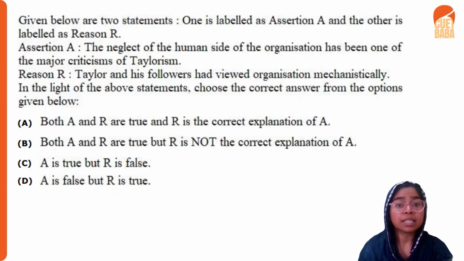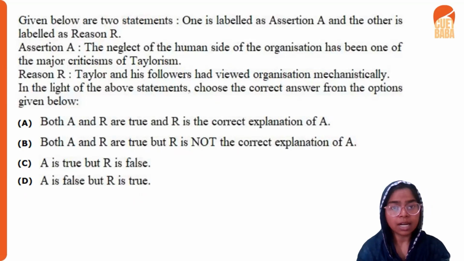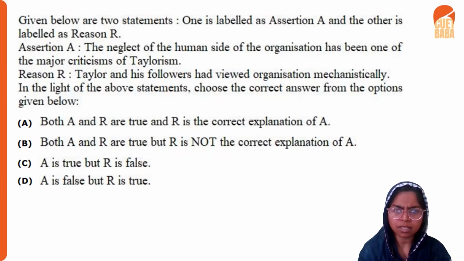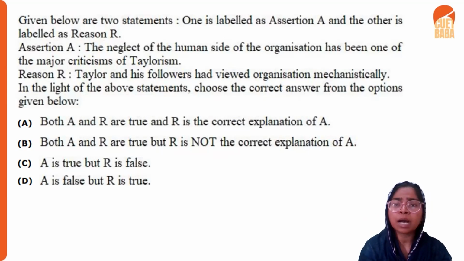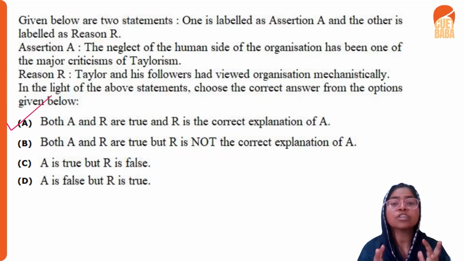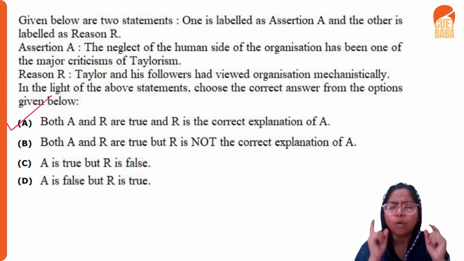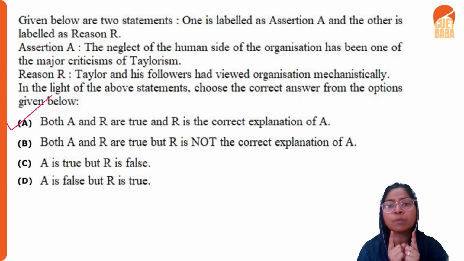Next question. The assertion says the neglect of the human side of the organization has always been one of the major criticisms of Taylorism. Okay, Taylor and his followers had viewed the organization mechanistically. Now both assertion and reason are true. We know F.W. Taylor proposed some scientific principles which try to decode the relationship between the employer and the employee. But one of the major criticisms of F.W. Taylor's scientific principles was that he neglected the human side of the organization.